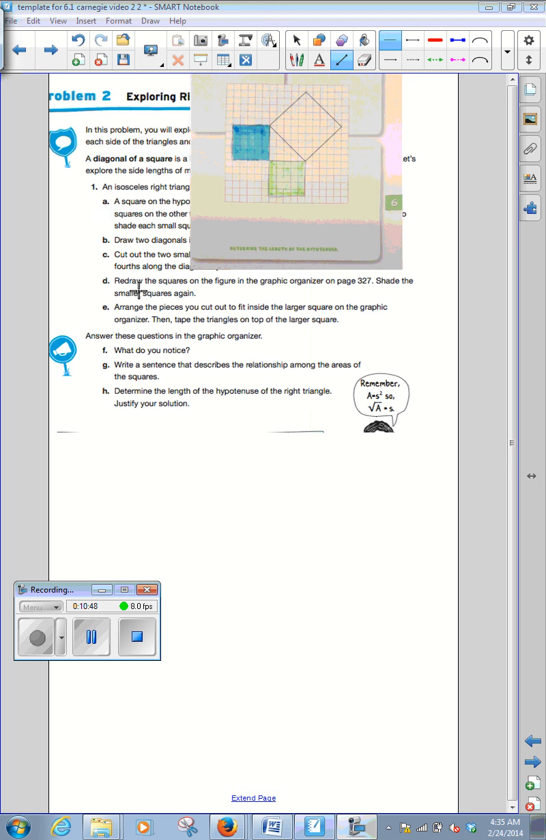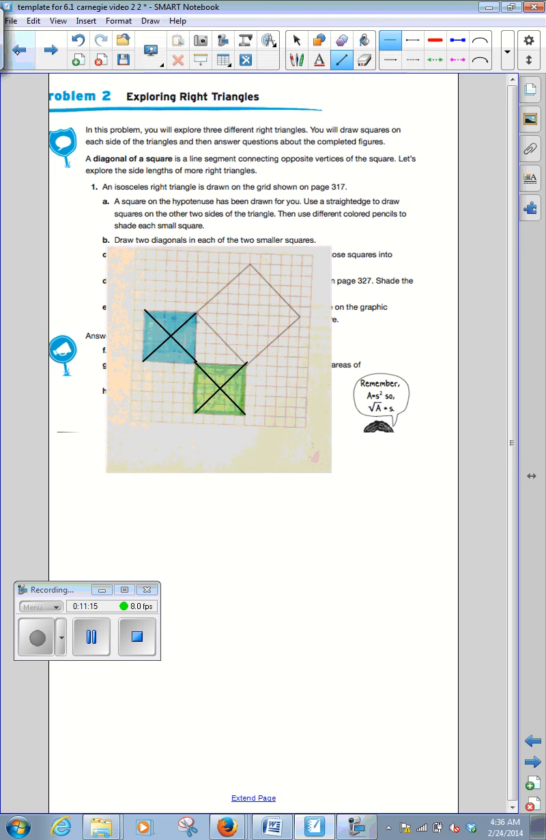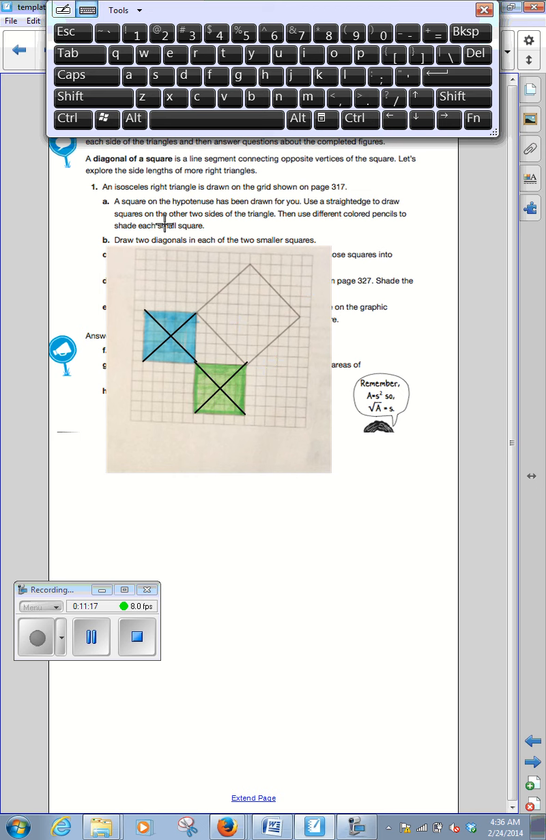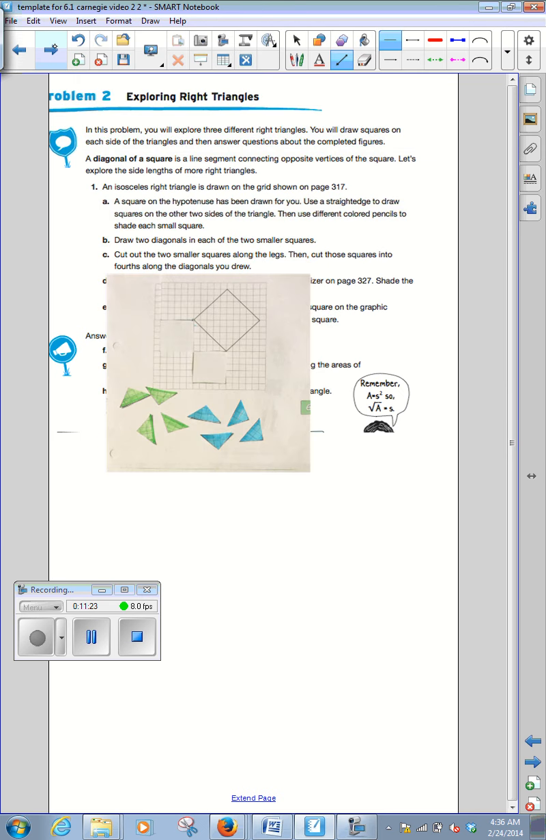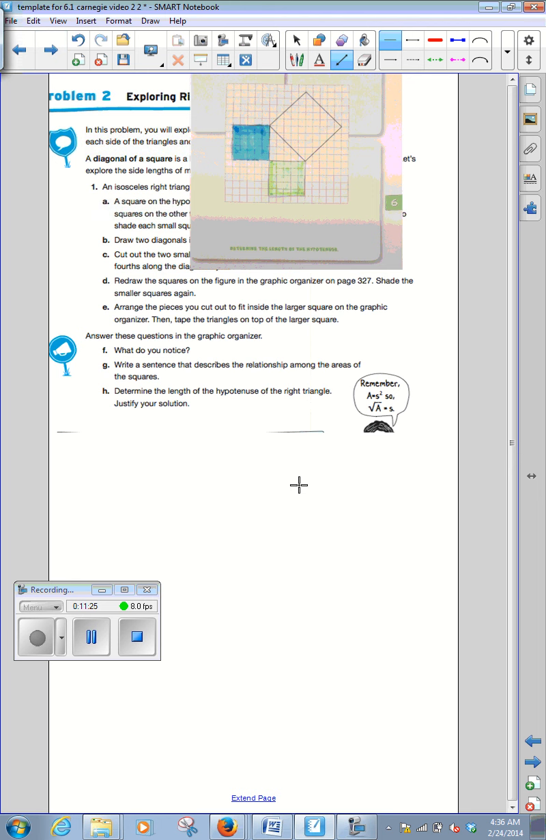And directions say, redraw the squares on the figure in the graphic given on page 327. So if you flip to page 327, you'll have a graphic that looks almost exactly the same as what you were just using. Now it's just inside of a green graphic organizer. So as you can see, I redrew my 2 squares on my graphic organizer, exactly the same as what it looked like on my original grid. The only difference is that now it's inside of the graphic organizer.